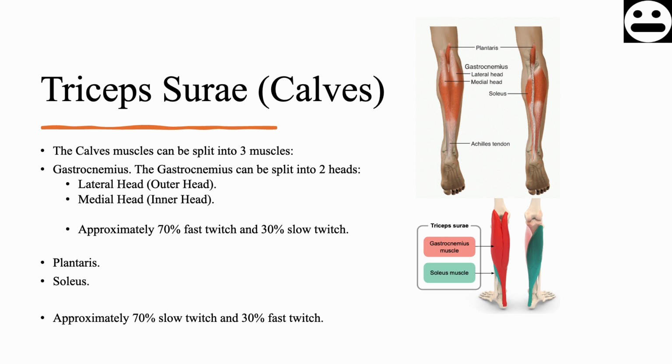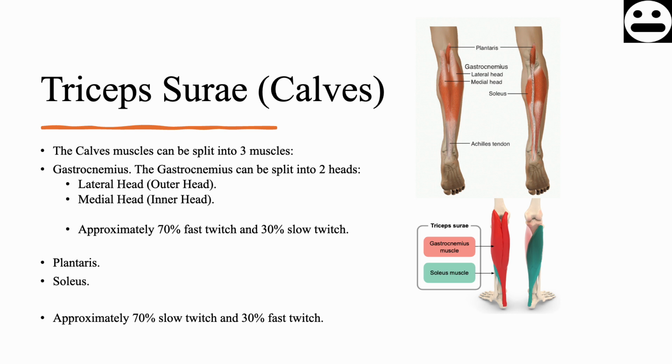Next we have the triceps surae, God knows if I pronounced that right, aka calves. Now the calves muscles can be split into three muscles: the gastrocnemius, let's just call them gastros. So we got gastros, plantaris, and soleus.